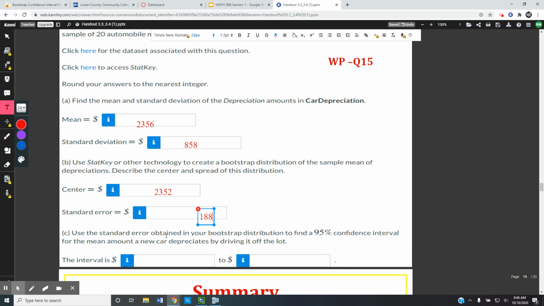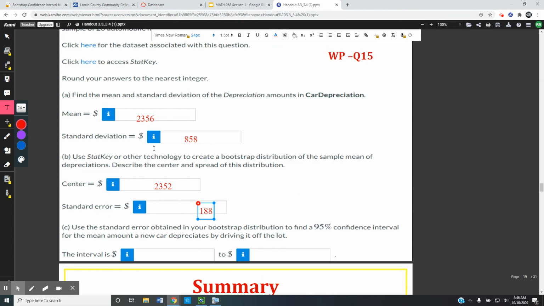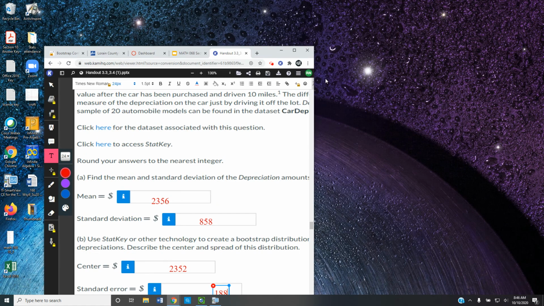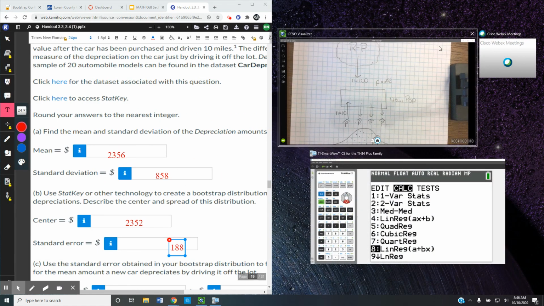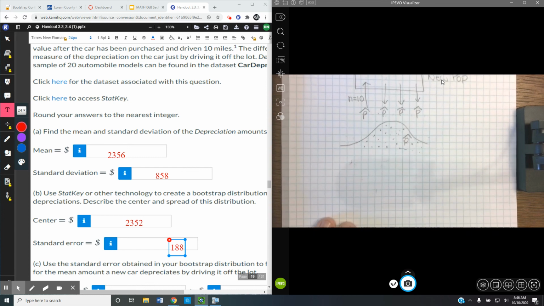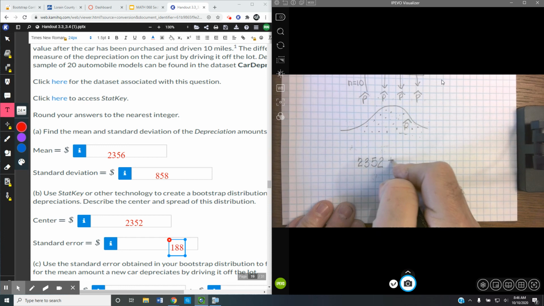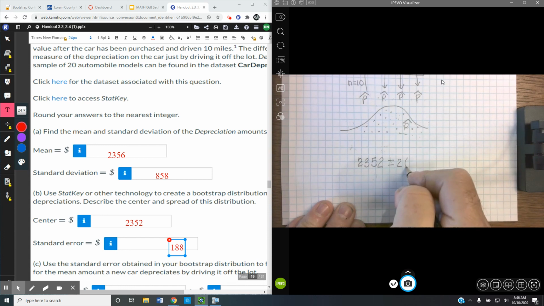So use the standard error to obtain the bootstrap distribution of this confidence interval level. Okay, so I have to use my numbers, and I'm going to open up both screens here. So give me one little second. So my original sample that I have is 2,352. My 2,352 is then going to add and subtract a confidence interval level of 2 times 188.